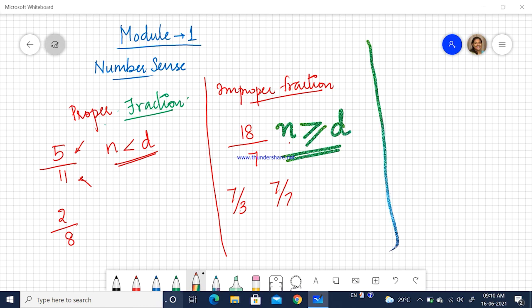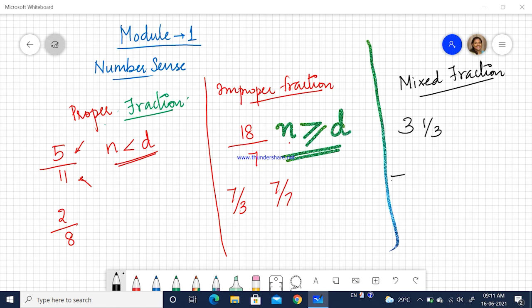Now let's see what is a mixed fraction. Mixed fraction means, if I say 3 and 1 by 3, an integer and a fraction together is called a mixed fraction. A mixed fraction consists of an integer and a fraction.